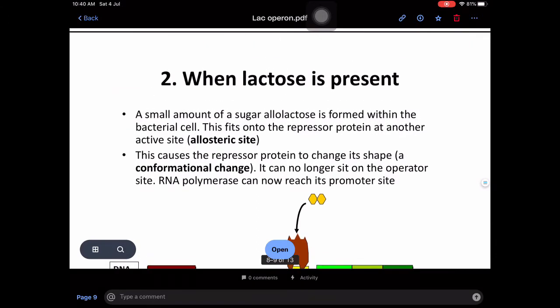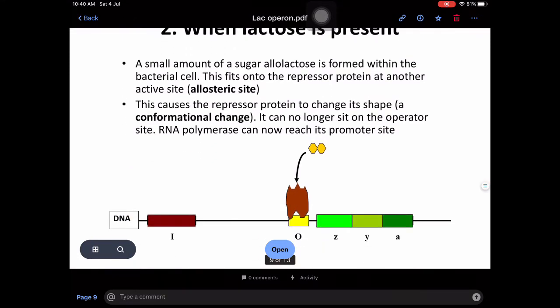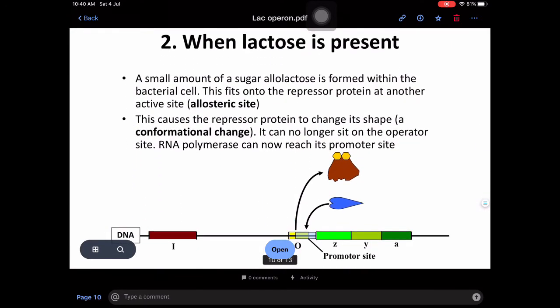When lactose is present in the medium, a small amount of allolactose will bind to the repressor protein, which is occupying the operator site. This binding of the lactose will cause a change in its structure. That's what we call the conformational change, and it will leave the binding site. So the binding site will be free for RNA polymerase to bind to it, and the gene expression will start.